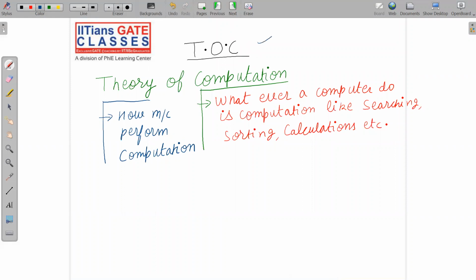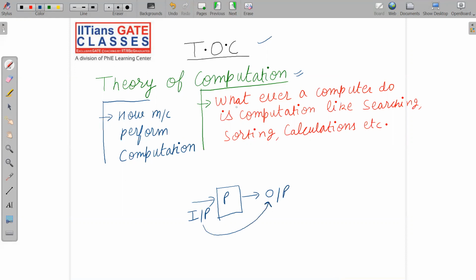TOC is theory of computation. So what exactly is computation? The first question which will come to our mind is what exactly is computation? Roughly I can say whatever a computer does is computation. So what exactly does a computer do? We give some input and after processing, the computer gives us some output. So in simple wording, converting input to output is computation.